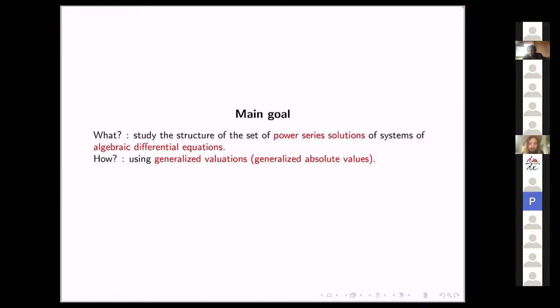So my main goal is to study the structure of the set of specifically power series solutions to systems of algebraic differential equations. Don't worry, I will be introducing all these terms and how the main tool is going to be related to some generalizations of valuations, which is a classical subject in algebra. But I prefer to refer to them as absolute values, which is more natural in geometry.